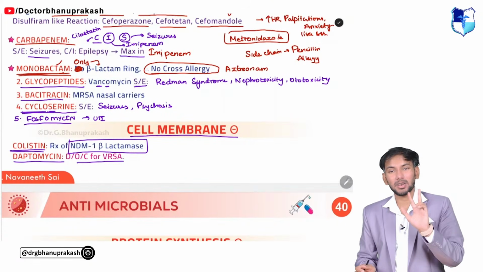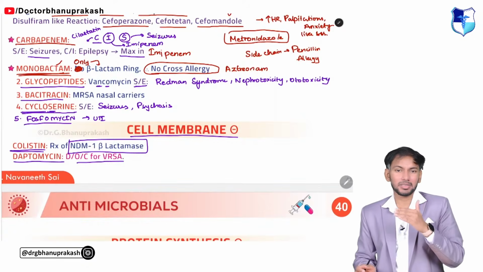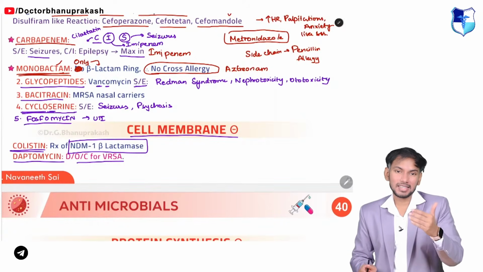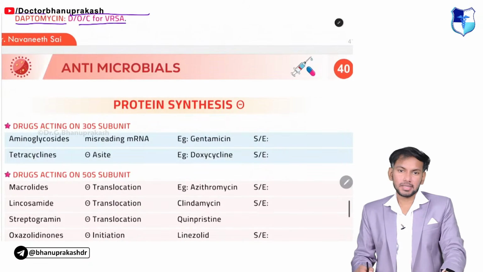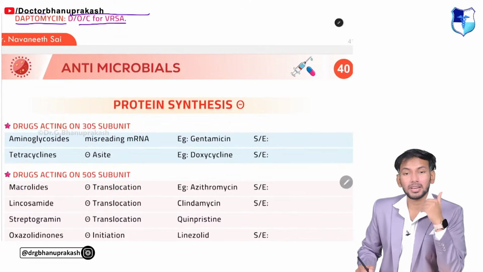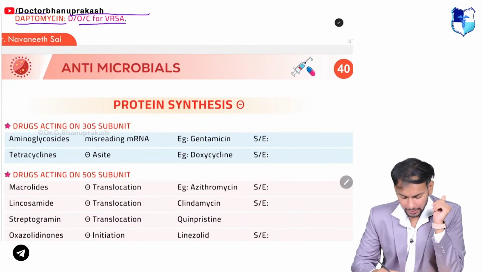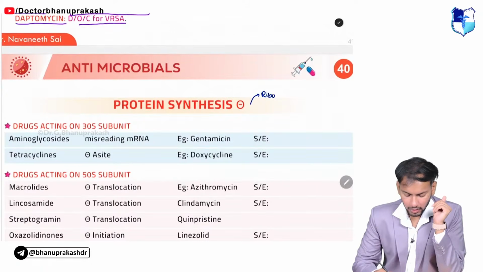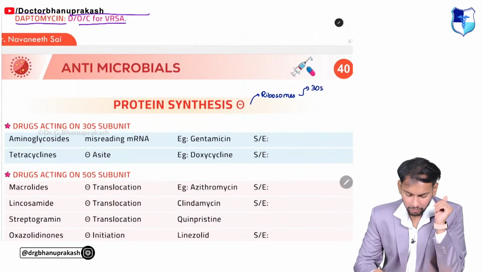So, we are done with cell wall synthesis inhibitors and cell membrane inhibitors. Next is protein synthesis inhibitors. Now, where does protein synthesis happen? In the bacteria, it happens in ribosomes. Now, how many subunits do we have in the ribosomes? It is 30S and 50S.